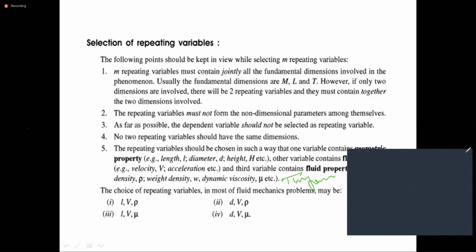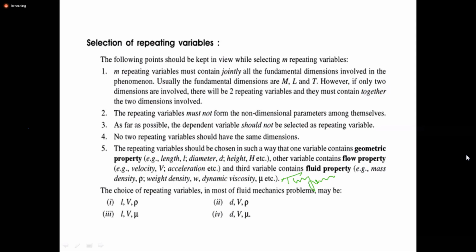Temperature properties. In temperature properties, what will you get? Specific heat, thermal conductivity, heat transfer coefficient, right? Everything you will get, which are based on the temperature. Those properties you will get.